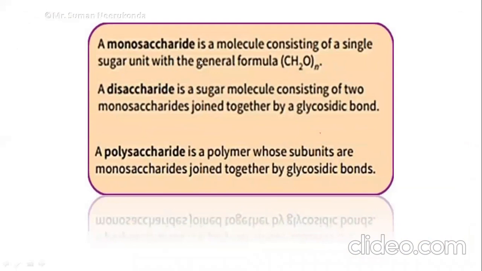A monosaccharide is a molecule that consists of one single sugar unit with this general formula. This is just a summary of the previous lectures. A disaccharide is a sugar molecule that consists of two monosaccharides joined together by a glycosidic bond. A polysaccharide is a polymer whose subunits are monosaccharides joined together by glycosidic bonds. Many monosaccharides coming together will form what? Polysaccharide. If there are two, that will be a disaccharide.